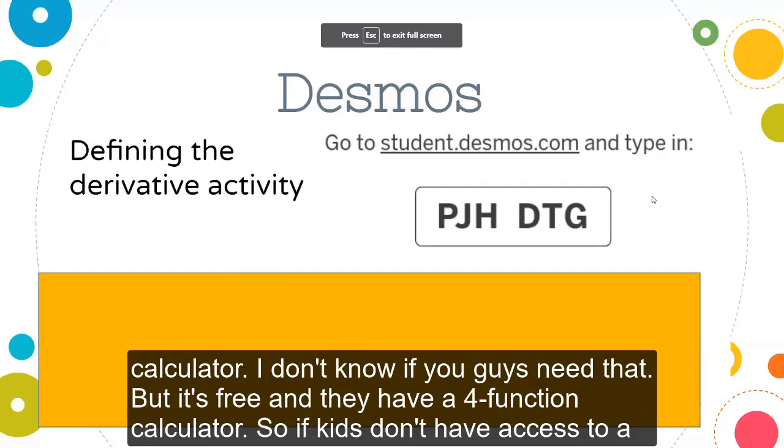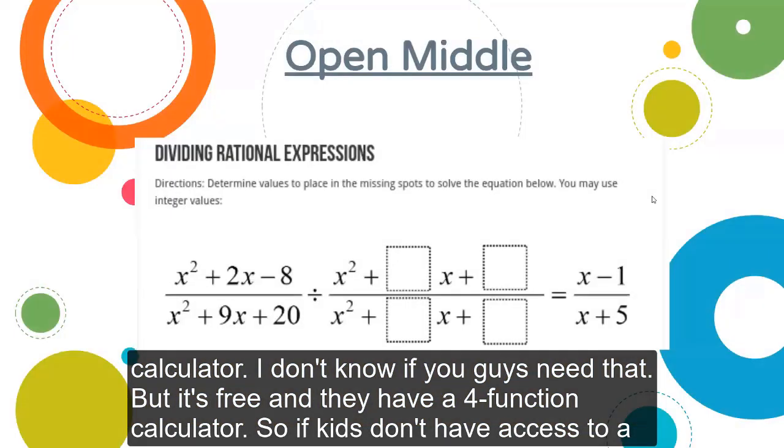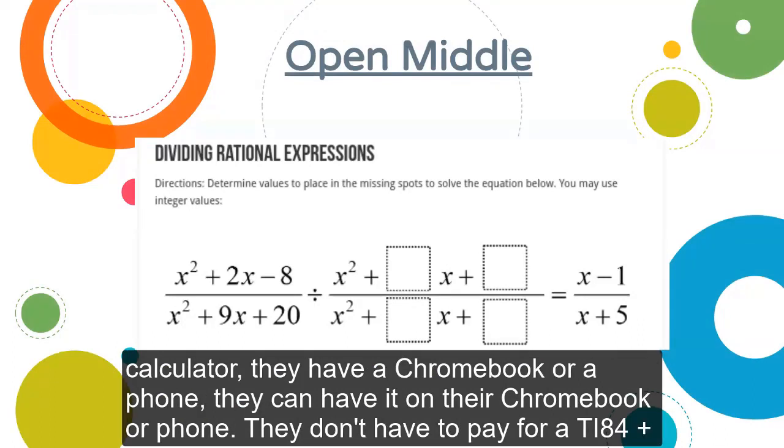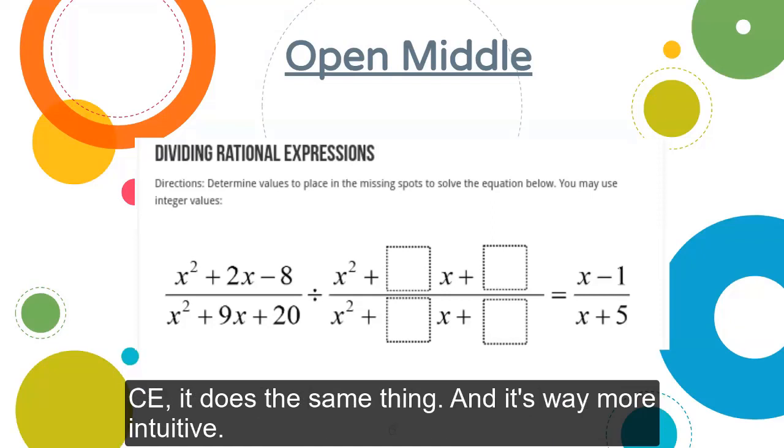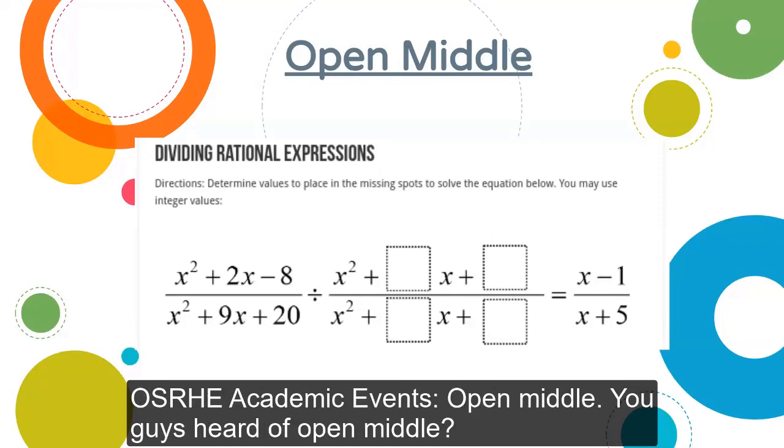And they have a four function calculator. So if kids don't have access to a calculator, they have a Chromebook or a phone, they can have it on their Chromebook or phone. They don't have to pay for a TI 84 plus CE. It does the same thing and it's way more intuitive.